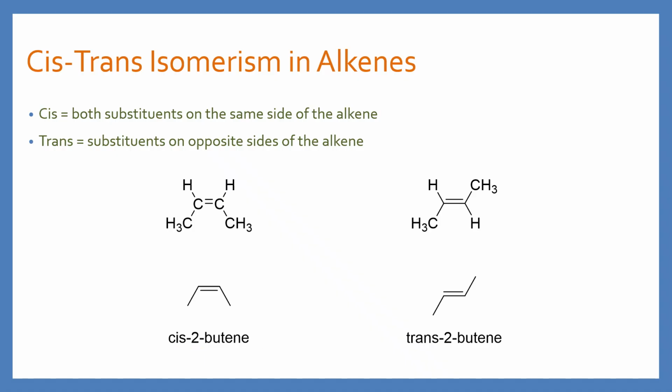This other version is trans, and trans means the substituents are on opposite sides of the alkene. So if our alkene is right here, then the methyl group here and the methyl group here are on opposite sides. And again, it's even more clear when you see it in the line bond drawing where the hydrogens are omitted. So cis-2-butene and trans-2-butene are different molecules, even though they look very similar, and they are not interchangeable.